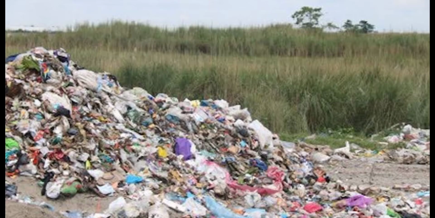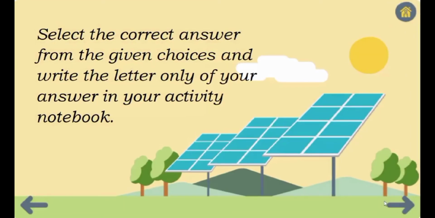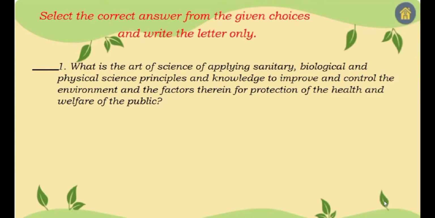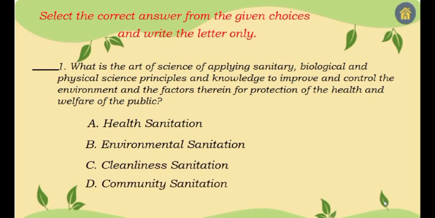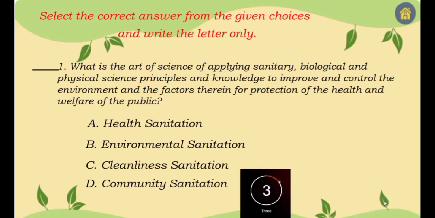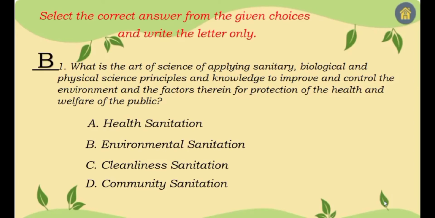Before we proceed to our lesson, let us answer the pre-test. Direction: select the correct answer from the given choices and write the letter only of your answer in your activity notebook. Number 1. What is the art and science of applying sanitary, biological, and physical science principles and knowledge to improve and control the environment and the factors that are in the protection of the health and welfare of the public? Letter A. Health sanitation. Letter B. Environmental sanitation. Letter C. Cleanliness sanitation. Letter D. Community sanitation. And the correct answer is letter B.